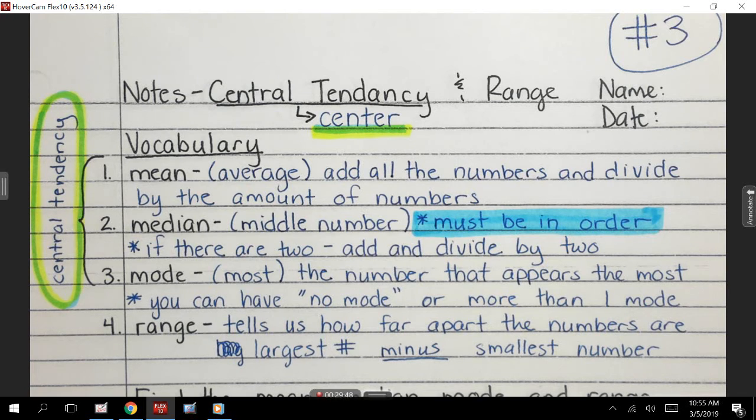All right, so make sure you're writing those definitions. Try to get this calculator away, okay? Do our definitions right now.